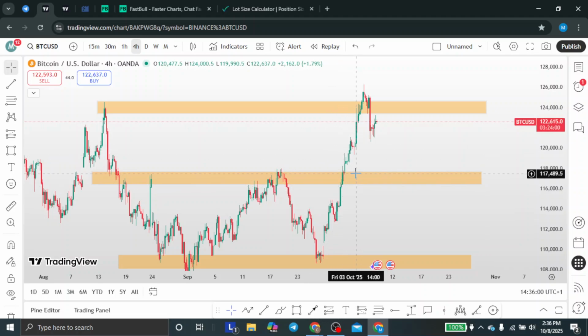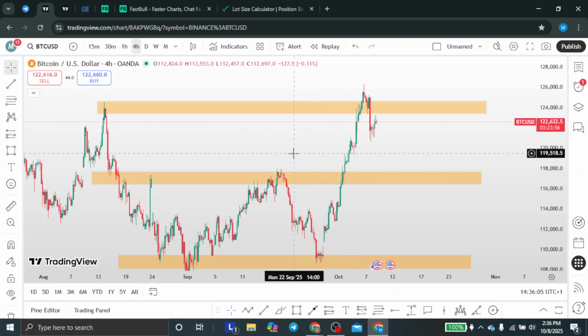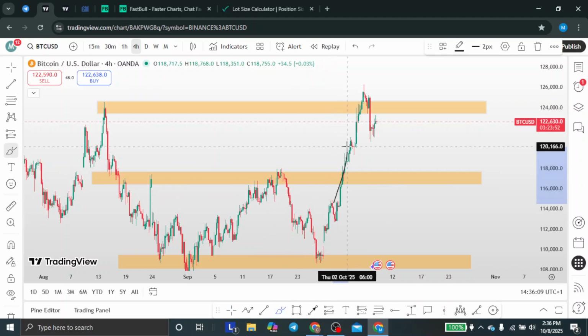What has it turned to? This one was a resistance before, but when we broke through it, what has it turned to? It has turned to a support. Okay, support, yeah. So it has turned to a support and it went all the way to where? To a major level, which is a major resistance.